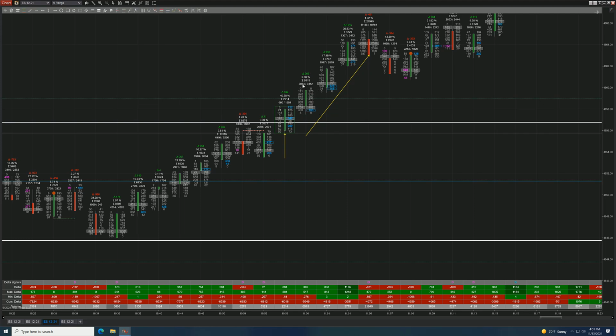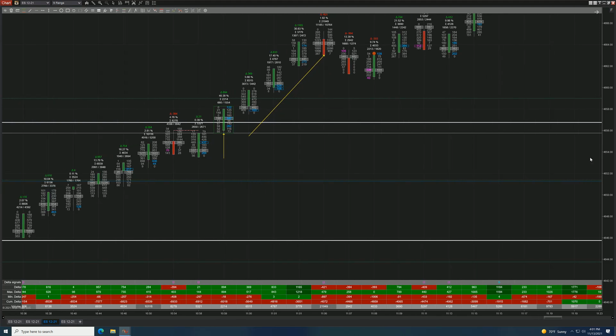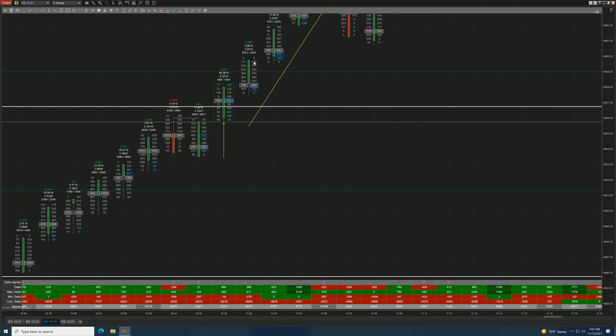Here I have no outline, because while I do have one imbalance here, if I zoom in there, you can see that the volume is fairly evenly distributed. Right, just looking at the numbers here, it's fairly evenly distributed. So unlike here, where we had more volume at the top of the bar to create the fill, here it's evenly distributed, so I don't get the color fill.